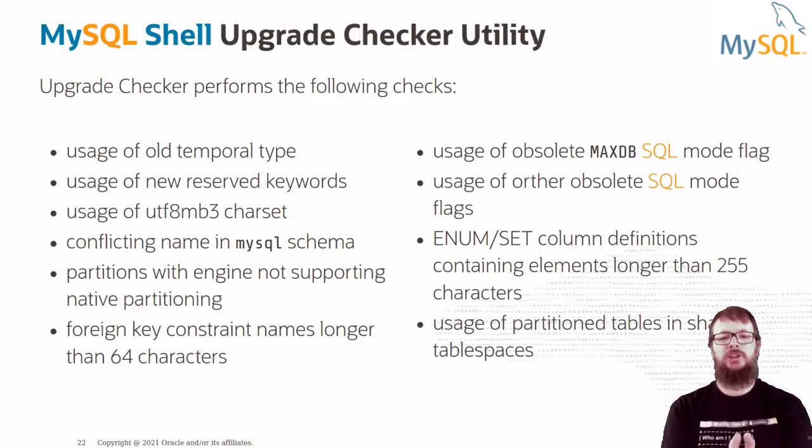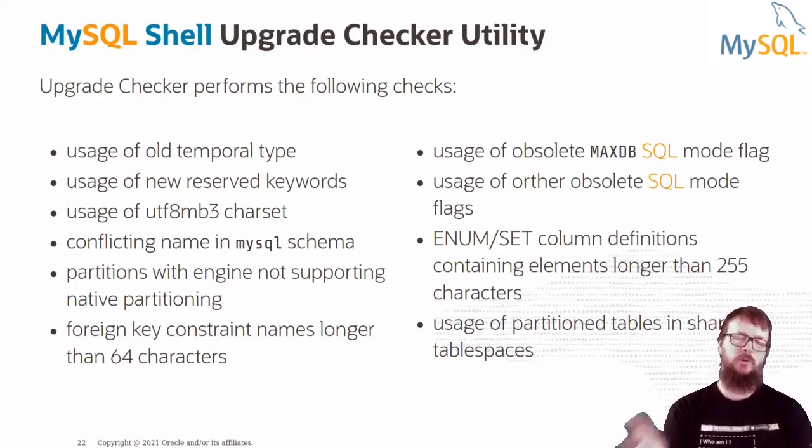So this upgrade checker utility, what type of checks does it do? It will check if there is old temporal type. This is something coming from 5.5, 5.6, and it won't be supported in 8.0. You need to modify that. It will check if you have some reserved keyword in your tables or columns, because if you have some reserved keyword, you will have to quote them or modify them, but at least you will be warned about that and you will know about that.